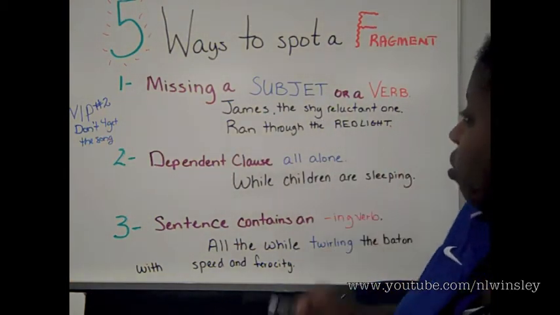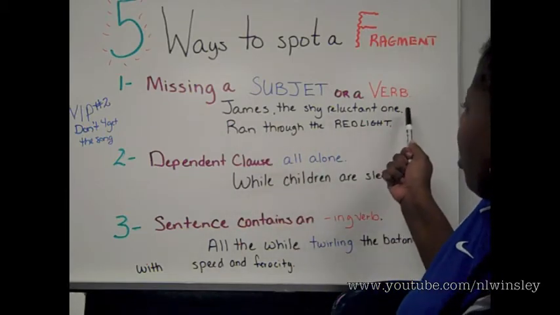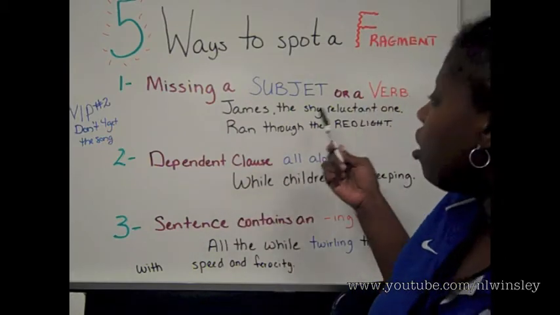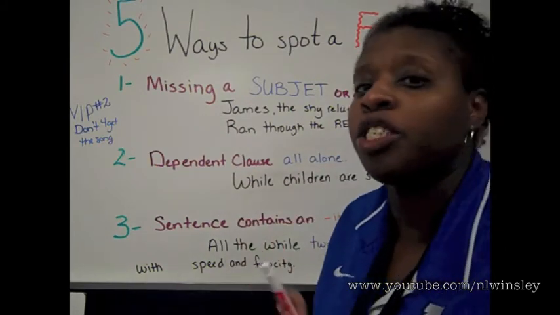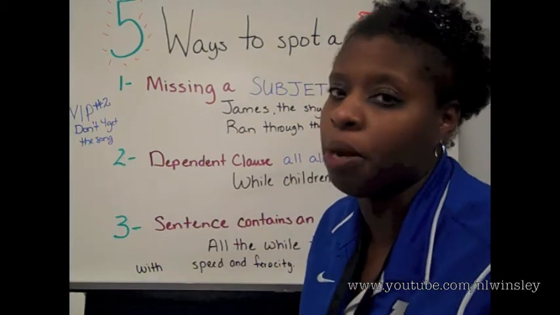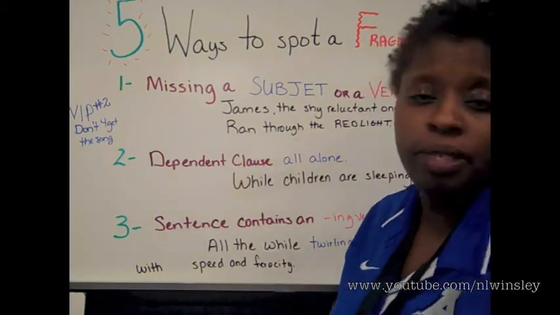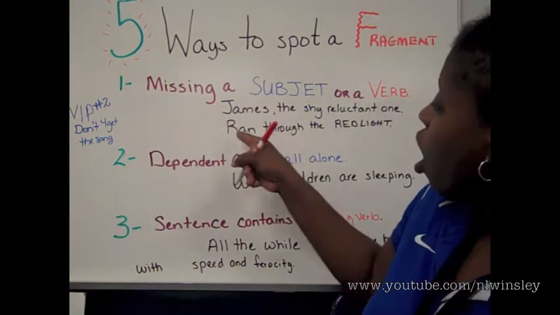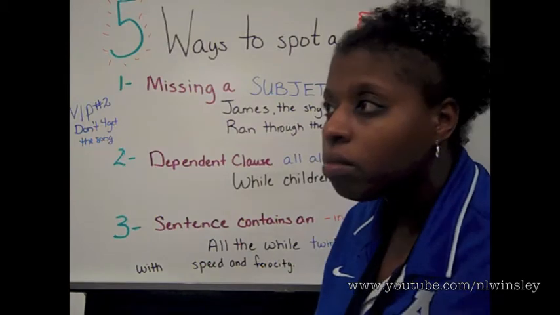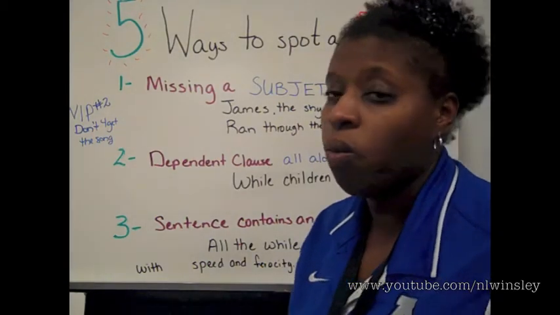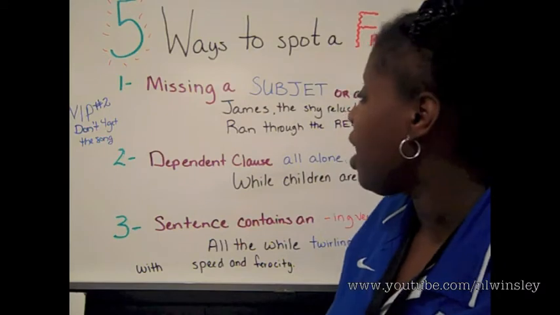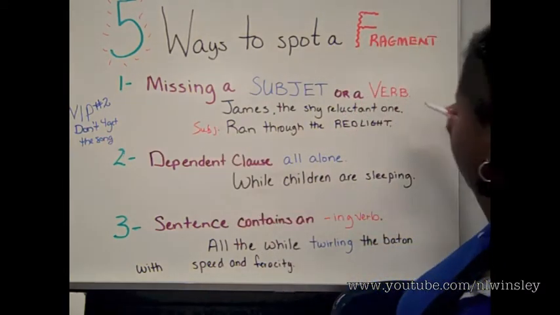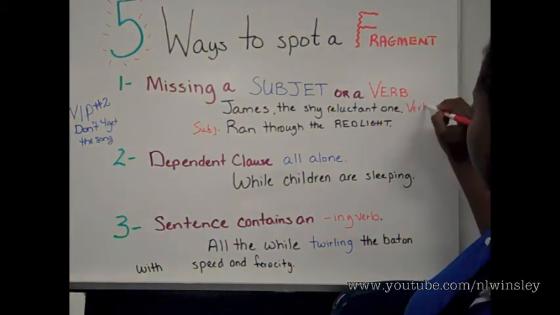James, the shy, reluctant one. So clearly here, I'm missing a verb. I have my subject, James, the shy, reluctant one, but I don't have what James is doing. I just have information about my subject, James. Let's look at another one where it's missing a subject. Ran through the red light. Who ran through the red light? Why did you run through the red light? So clearly, I'm missing a subject here. And in this example, I'm missing a verb.